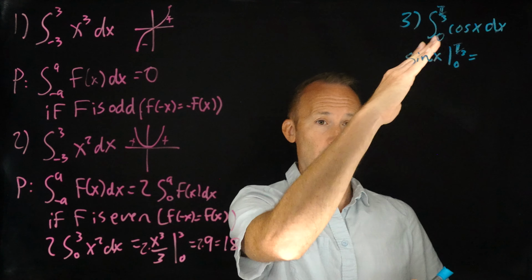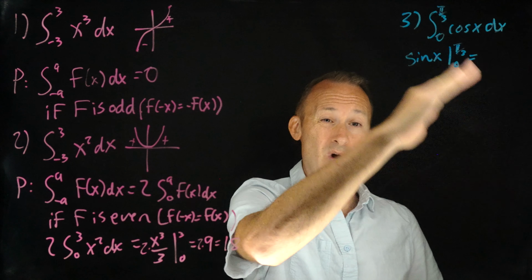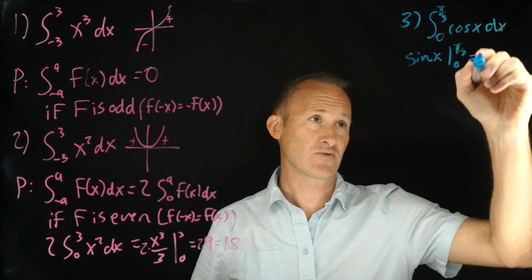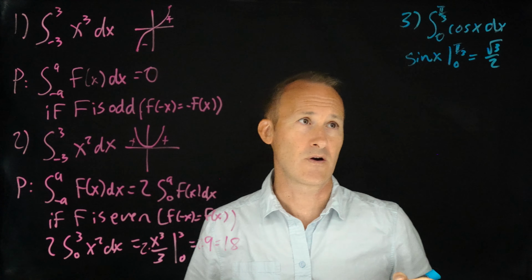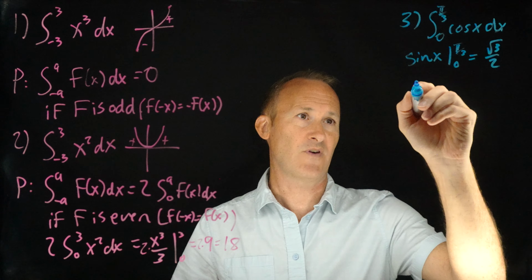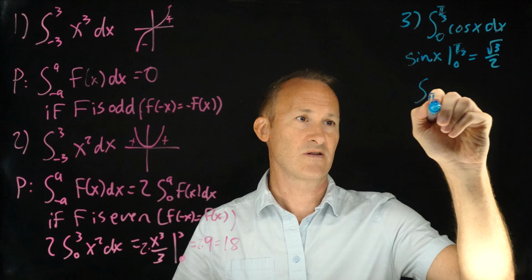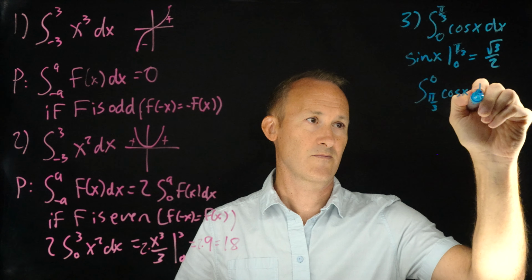Pi over 3 is our upper one. Pi over 6 is down here. So sine is the y value, and it's the greater one. And if you know your trig, you'll know that that's root 3 over 2. Okay, so what about the following? What if we do instead from pi over 3 to 0 of cosine of x dx? Does this make sense?